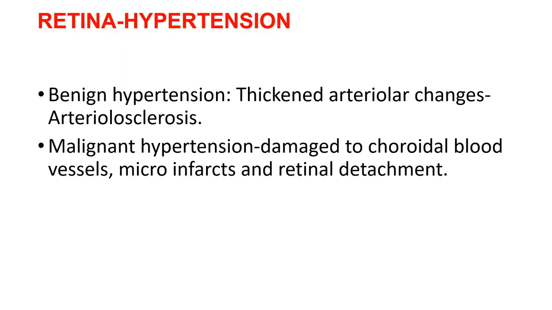Now other pathologies which you can see in the eye are the retinopathies. Both chronic conditions like diabetes and hypertension can cause damage to the retina. So diabetic retinopathy and hypertensive retinopathy are very commonly seen. In hypertensive retinopathy there are two types, related to benign hypertension and malignant hypertension. In benign hypertension, the retina shows thickened arteriolar changes or arteriosclerosis. In malignant hypertension you can see damage to the choroidal blood vessels. There can be microinfarcts and retinal detachments. So these are the features which you see in the retina in hypertension.